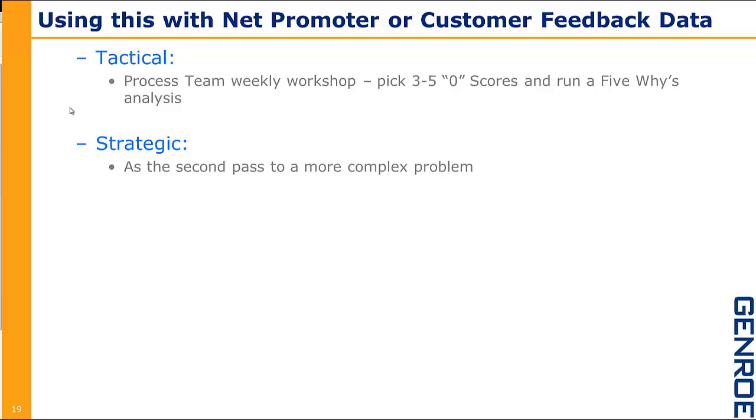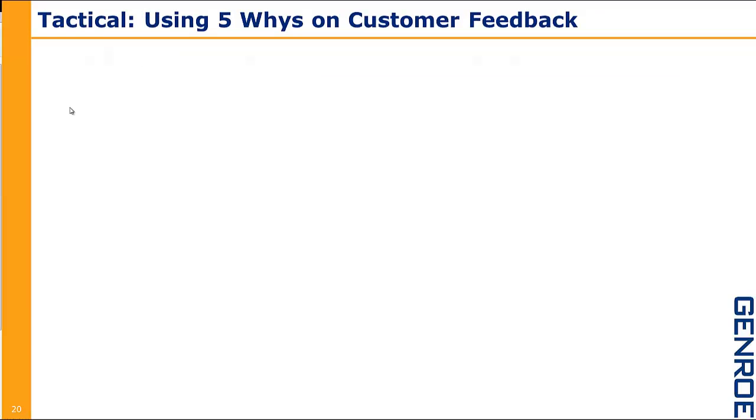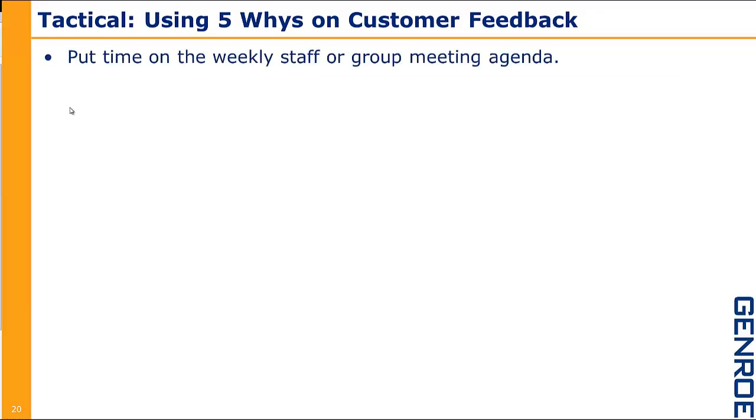You can also use it in a strategic way as a second pass to a more complex problem. So if you've got a larger customer feedback problem, you can use it as a kind of second-tier approach. And the tactical way is a really good way to drive employee engagement in the whole customer feedback process. So that's what I'll talk about here today. So tactical, how do we use 5 Whys and customer feedback? Well, here's an approach that I'll suggest everybody use, and it will really drive a change focus for the organisation.